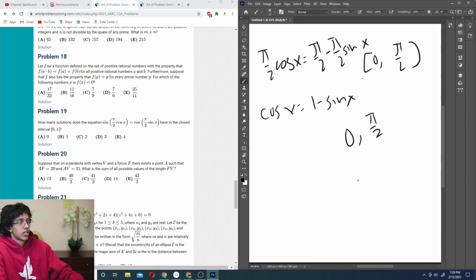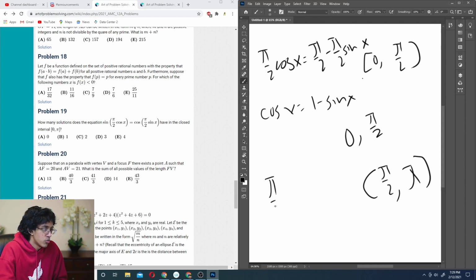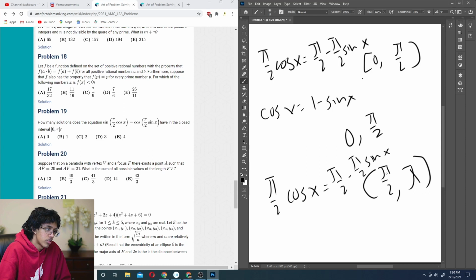So now we have to look in pi over 2 to pi, right? So pi over 2 cosine x, so sine is going to be positive and cosine is going to be negative, right? So this is going to be negative. How do you get a negative number from this? Or is it going to be negative? Well, yeah, so this is guaranteed negative. This is guaranteed positive, right?